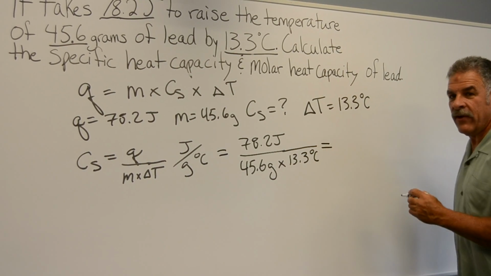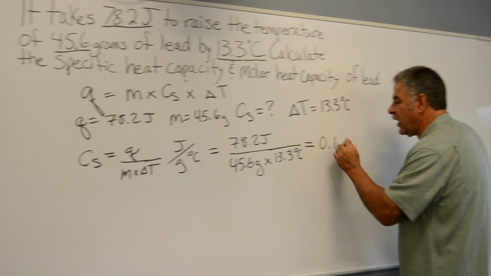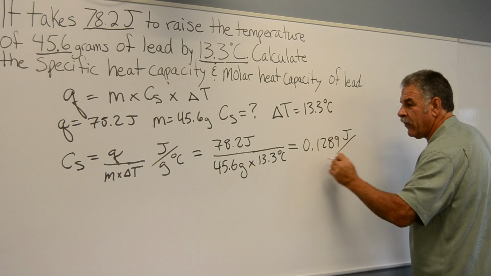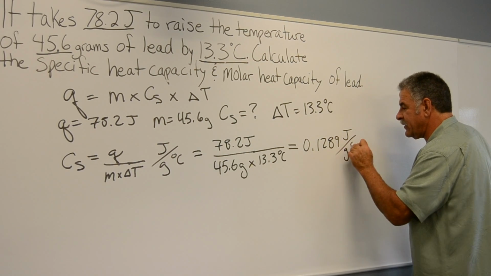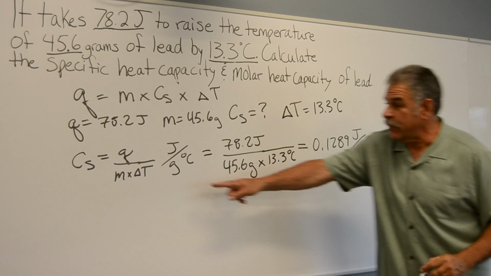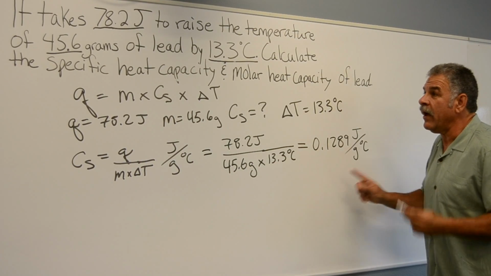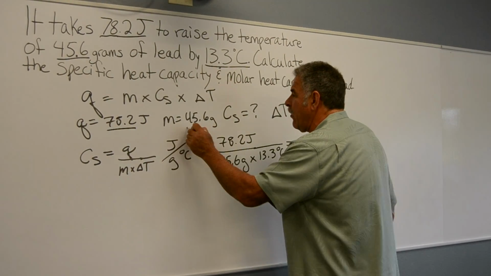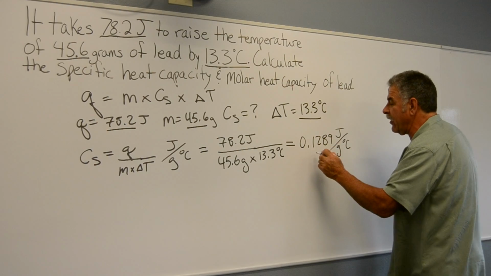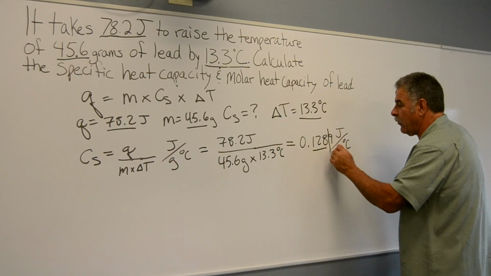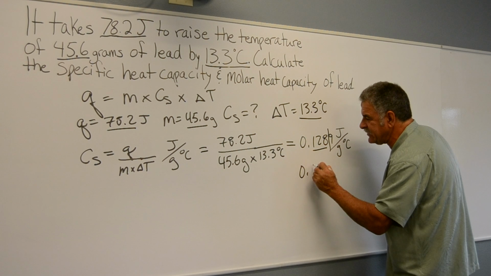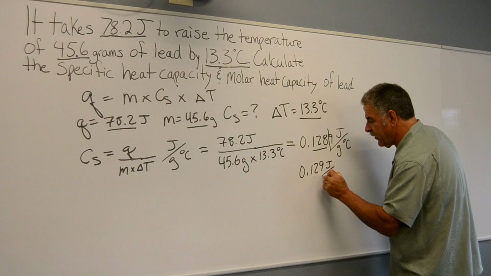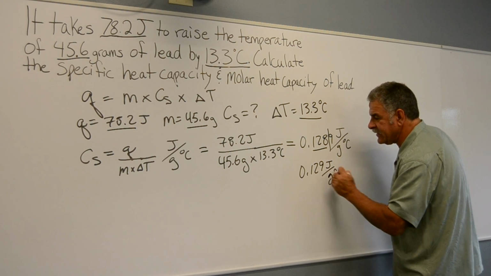Doing that math, we get 0.1289 joules per gram degree C, which is the units we were looking for, and the number we were looking for. Now all we have to do to wrap it up is check our significant figures. 1, 2, 3 here, 1, 2, 3 here, 1, 2, 3 here. So this has to have 3 figures. We use the 9 to round, so our final answer is 1.29 joules per gram degree C.